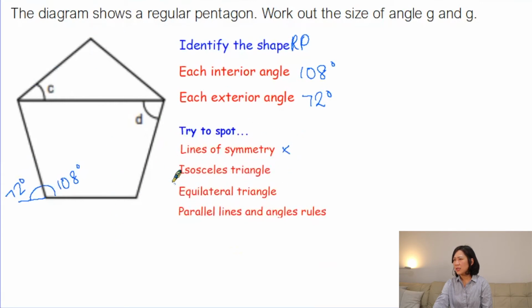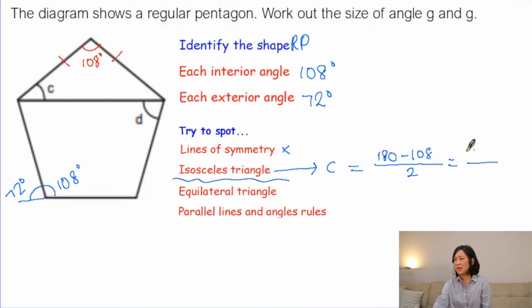Then let's use an isosceles triangle. Do you think you can spot the isosceles triangle? Yes, because two sides are the same. We know one of the angles is 108. Then now C is one of the other angles, right? So C is 180 take away the biggest angle, that is 108. Divide by 2 will be one of the equal angles, right? That is 72. Divide by 2 is 36.